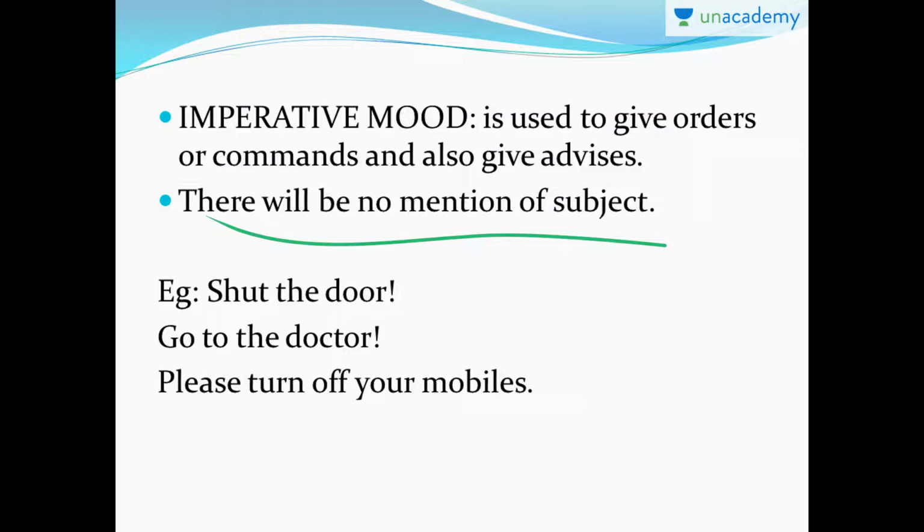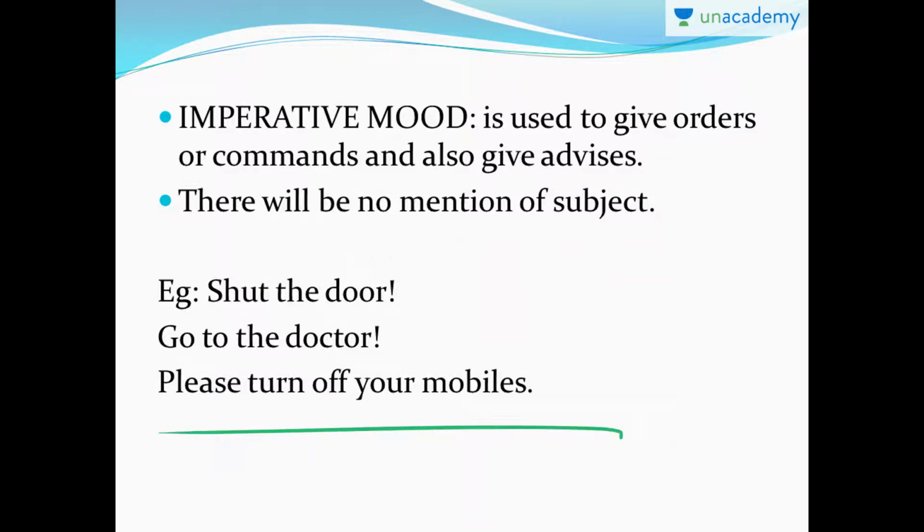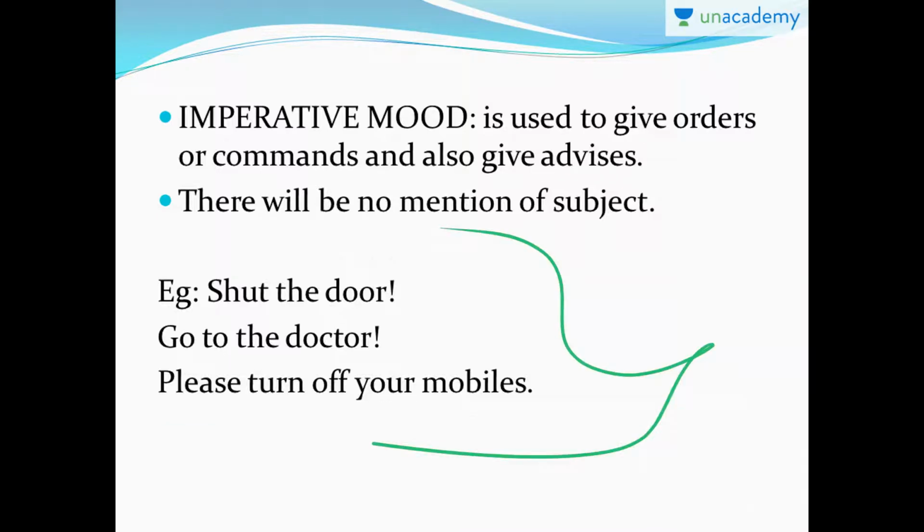For example, if you enter the room and I want to ask you to sit down, I'll say, please sit down. So here I am not saying, please you sit down. No, sit down. You know that I'm asking you to sit down. So the subject is not there in the sentence at all. For example, shut the door. Here it's an order. Go to the doctor. Maybe an advice or an order. Please turn off your mobiles. It's a request. So when these three forms of sentences are used, the subject should not be mentioned, and it is either a request, command, or advice.